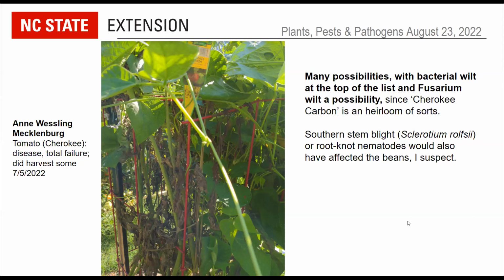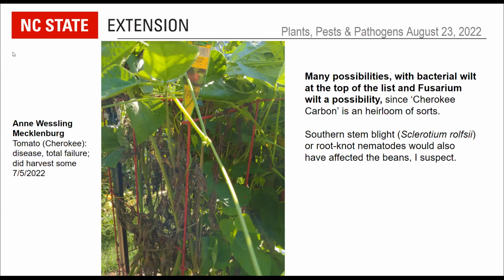I'm less inclined to think southern stem blight, again we don't have the base of the stems here, or root knot nematodes, because of the simple fact that these beans, or first I thought maybe they were black-eyed peas, those plants look good, whereas I would expect those to be affected too. It could be that they just got lucky, but that's why I would still put bacterial wilt at the top of the list, because of its popularity, possibly fusarium wilt, possibly some of those others.